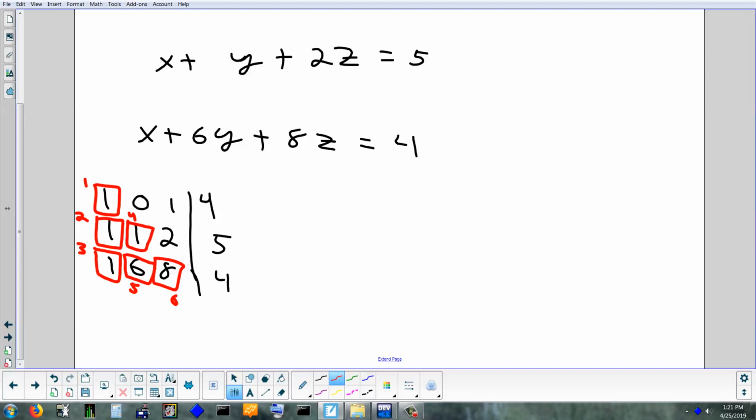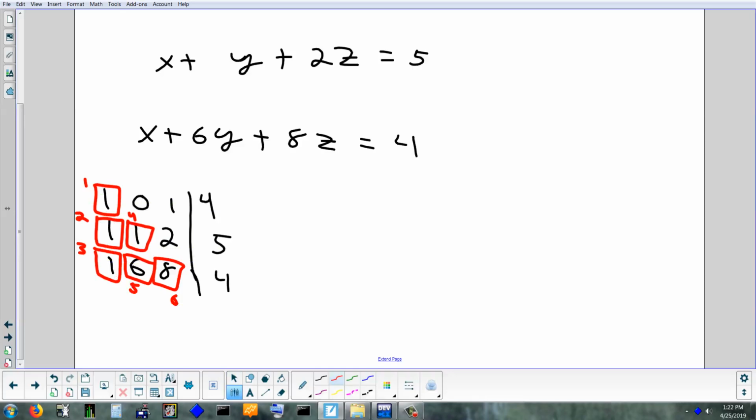Those little red numbers are purely steps. Step 1, 2, 3, 4, 5, and step 6. So remember the goal. 1's on the main diagonal. So I want to get a 1 here, here, here. And I want zeros here, here, and there. Okay. So now we're ready to do it.